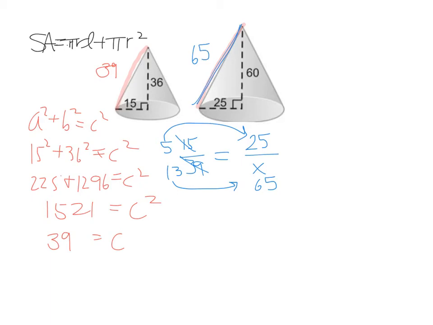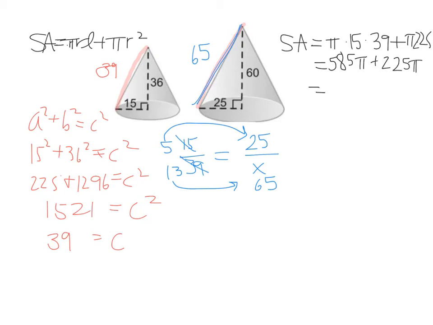Okay, so now we're ready to find the surface area of each of these. So for the first one, it's pi RL, so pi times 15 times 39 plus pi r squared, which is pi times 225. So 15 times 39, that's 585 pi plus 225 pi, and we get 810 pi.